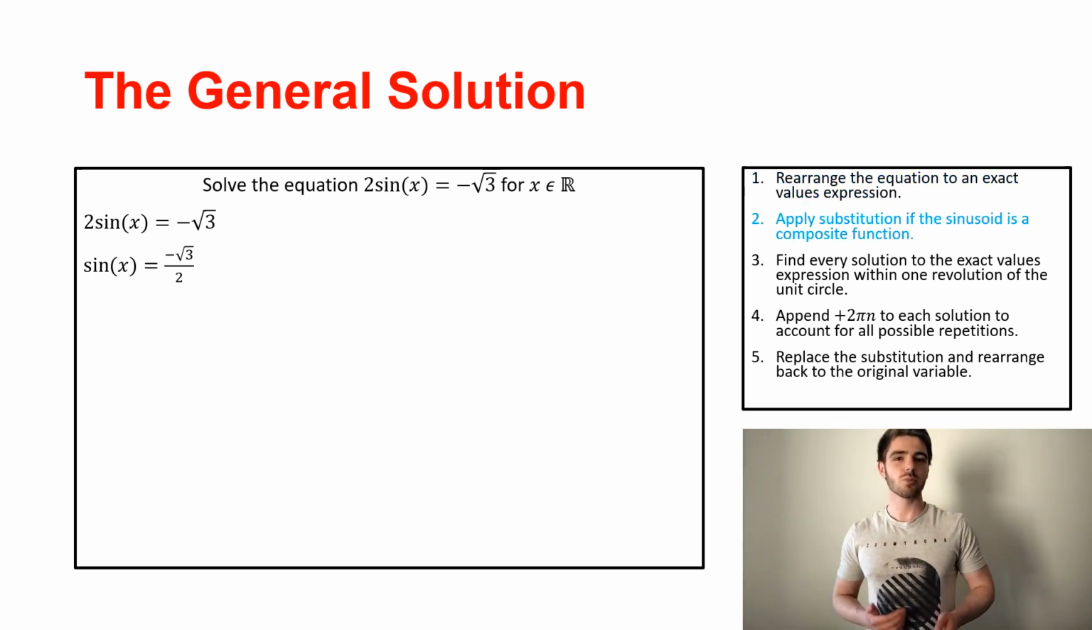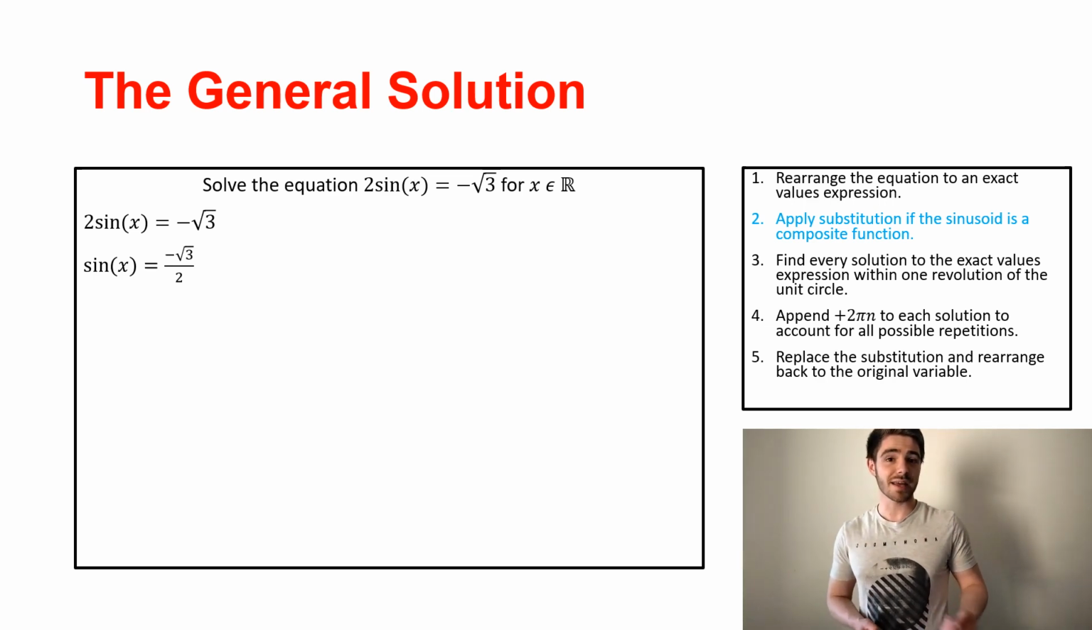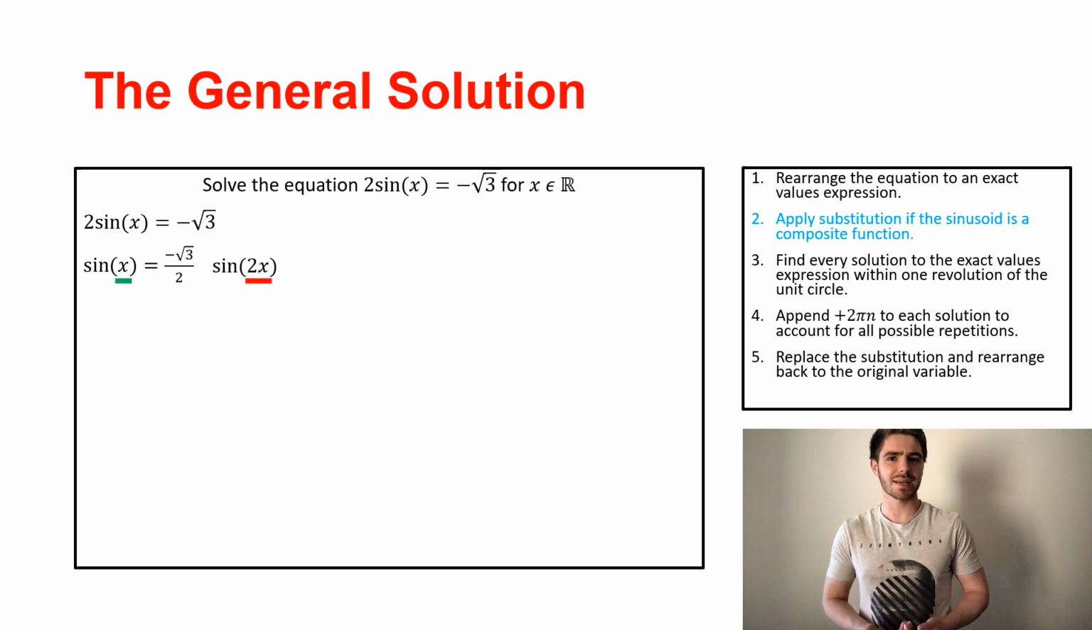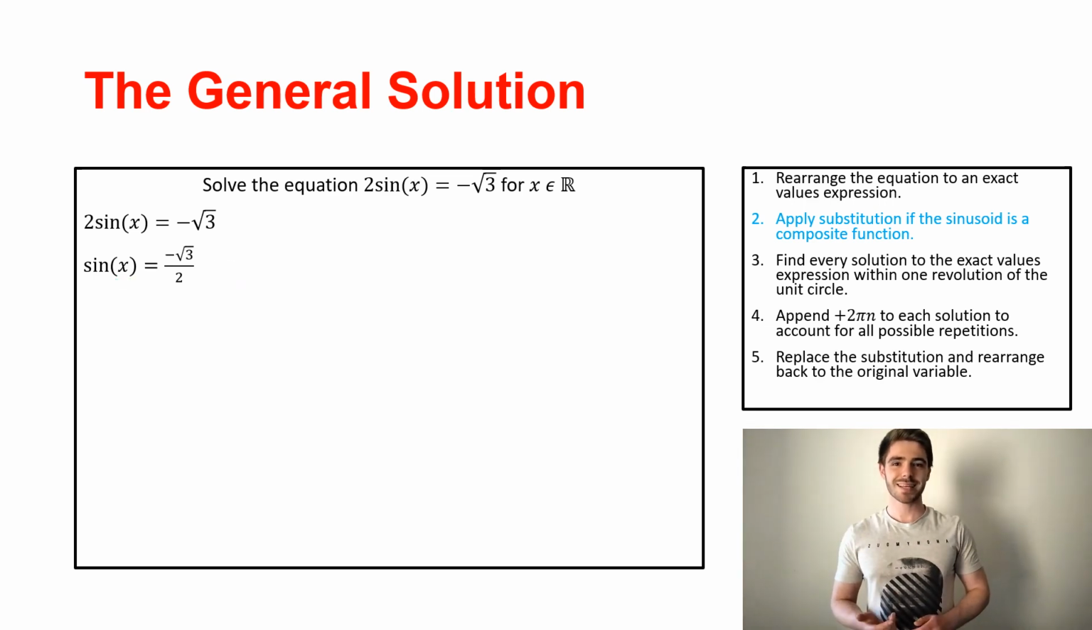The next step is for a more complicated version of this question. This step handles the case where the circular function is a composite function. For math methods, we can consider a composite function to be any function that has anything other than x in the input variable. For example, sine 2x would be a composite function because it isn't just x in the input. In this case, we just have sine x, so we don't need to worry about this substitution. We can safely skip this step.